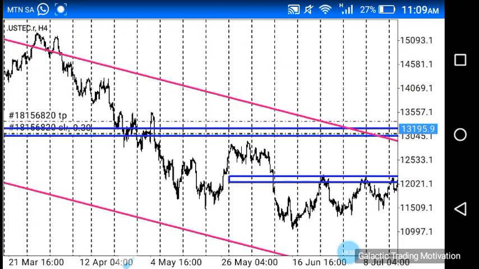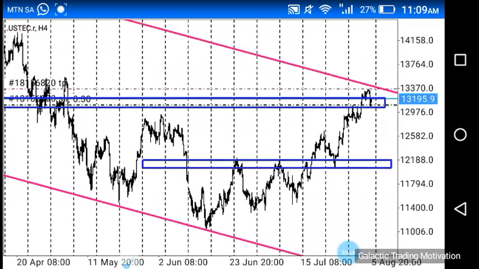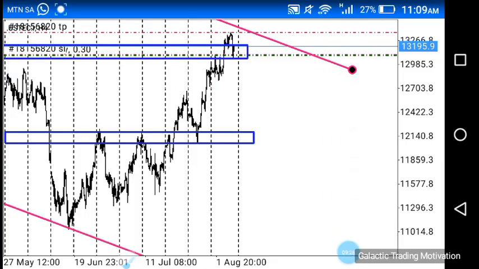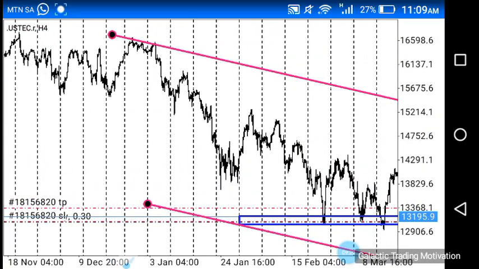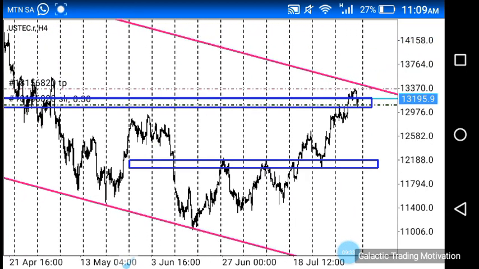Here we are on the H4 chart. I'm just gonna fix my trend lines. Just bear with me. There we go. That should be fine. Right, so here we are on the H4 chart.